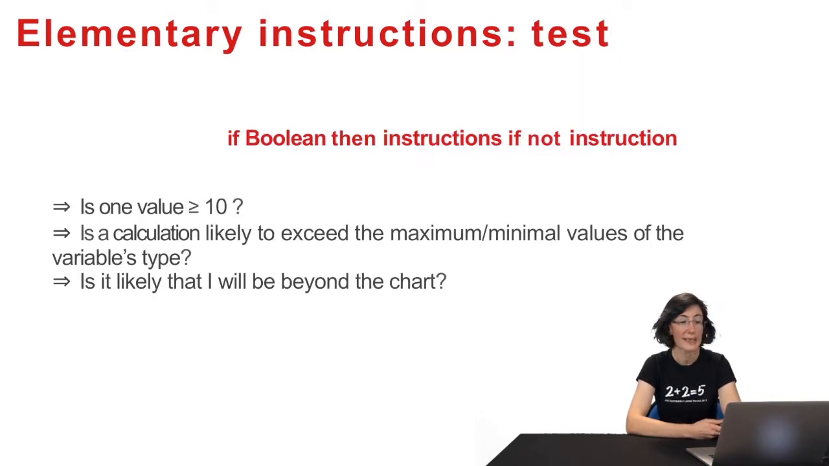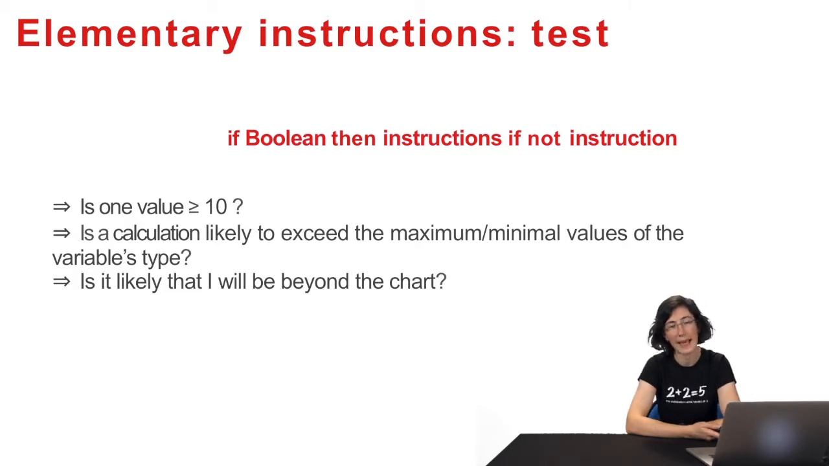The next instruction is the test. The test is a Boolean value, either true or false. Then we execute an instruction, and if it is false, then we execute another instruction. So the Boolean test can be, is there a value higher than 10? That will give us the Boolean result. So is the answer true or is it false? At that moment, we execute one instruction or the other.